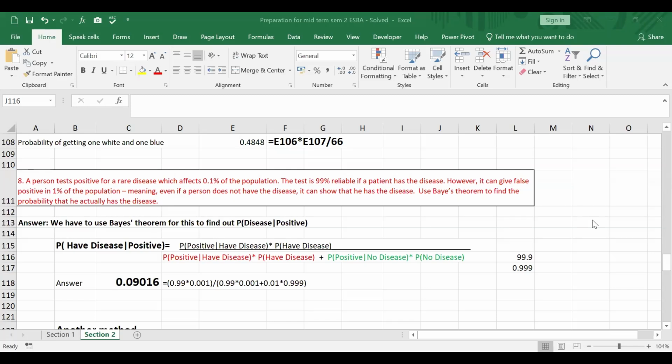Question number 8. A person tests positive for a rare disease. Please pause the video and read the question properly. Now we have to find out the probability of the person having the disease when the person has been tested positive. Even though the test is 99% reliable, it also gives false positives to 1% of the population. That is why we can't just depend upon this 99% reliability of the test.